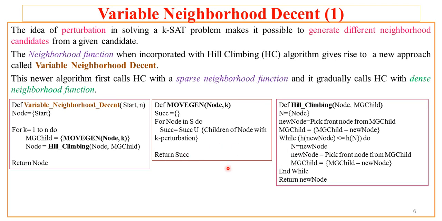And now again move-gen will be called with 2-bit perturbation. With respect to the current node, it will take 2-bit perturbation and generate more children, and with those more children, hill climbing will be called again. This way the variable neighborhood descent algorithm will keep calling the hill climbing algorithm with a certain n number of perturbations, and this may give a solution in a better way.